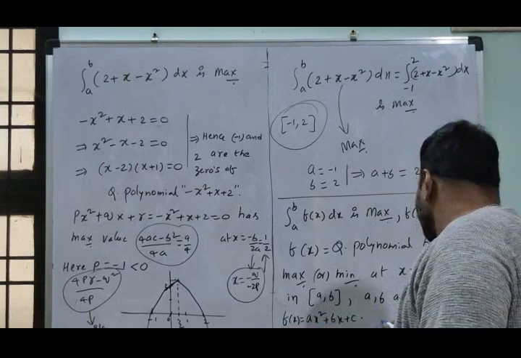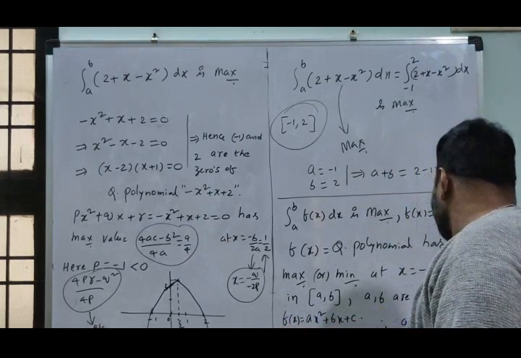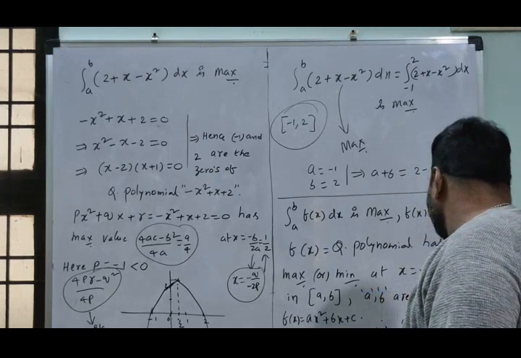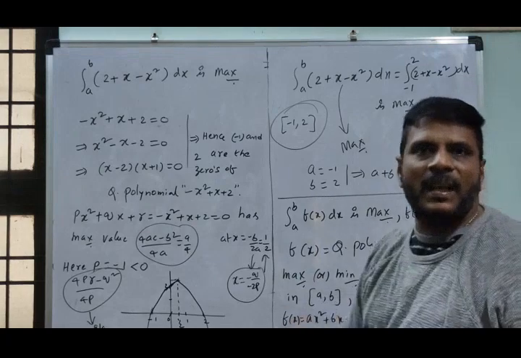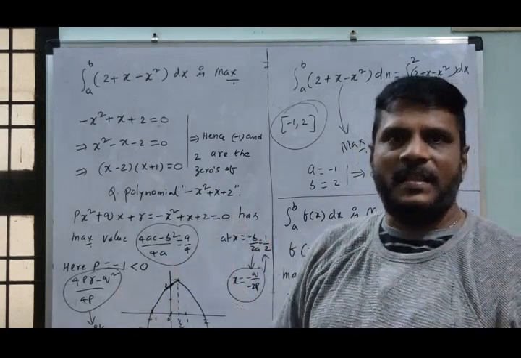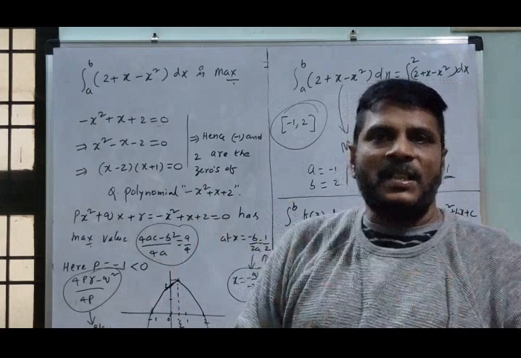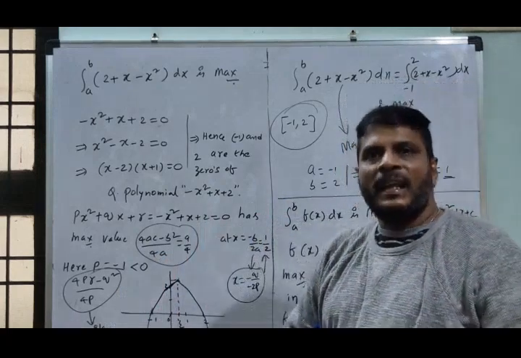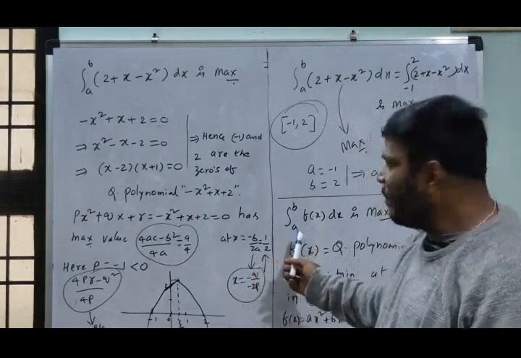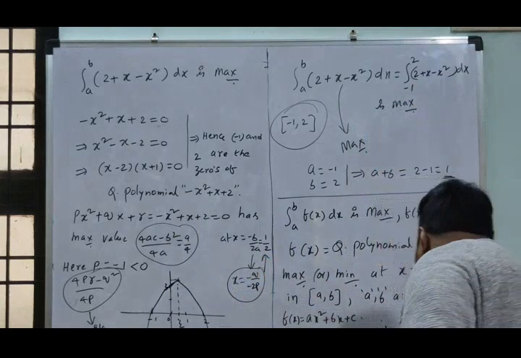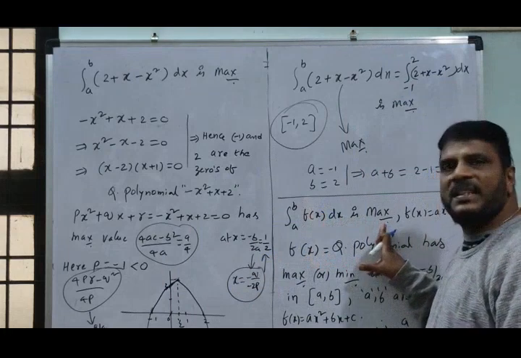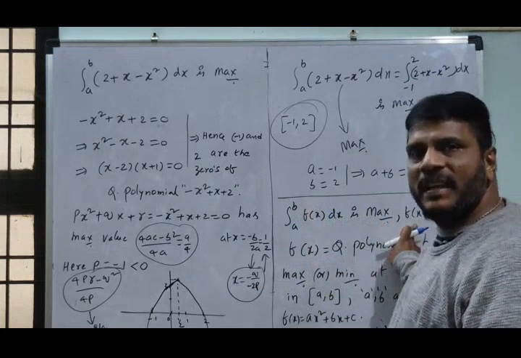Then a and b are the two zeros of this function. After that you can calculate a plus b, or a minus 3b, or 4a minus b, or a by b, etc. So remember the key concept. Once again, the key concept which you have to apply in this question is: the integral from a to b of f of x dx is maximum. Here f of x is ax square plus bx plus c.